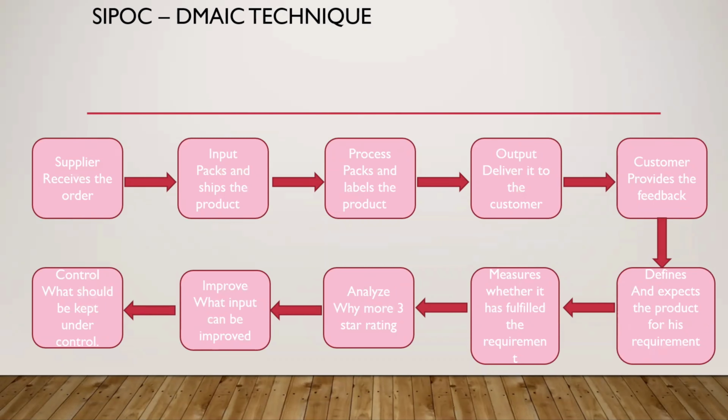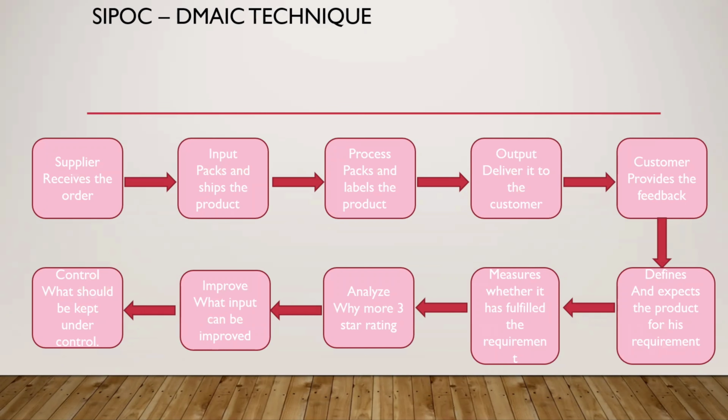So let us see here: the supplier receives the order once the customer orders from the website, and he packs or ships the product, and next he labels the product and delivers it to the customer, and the customer provides the feedback. The customer would provide feedback lesser than 3-star rating if he is not getting the requirement for which he ordered. So we measure, for each and every order, whether it has been fulfilled or not, and we analyze why the 3-star rating, and we see what can be improved or what can be predicted in future so that we solve this business problem, and then we decide what to be kept under control in order to solve this problem.